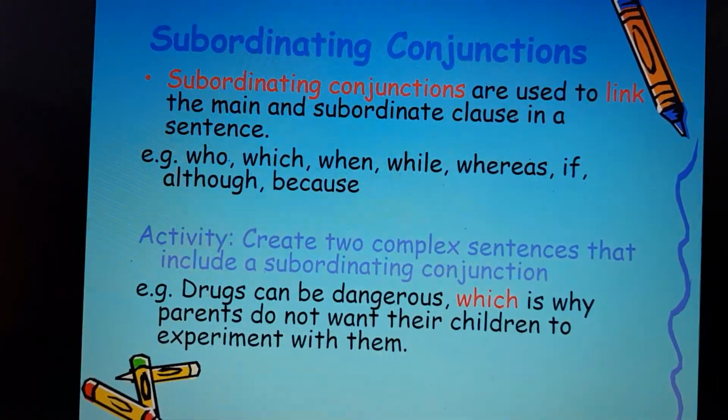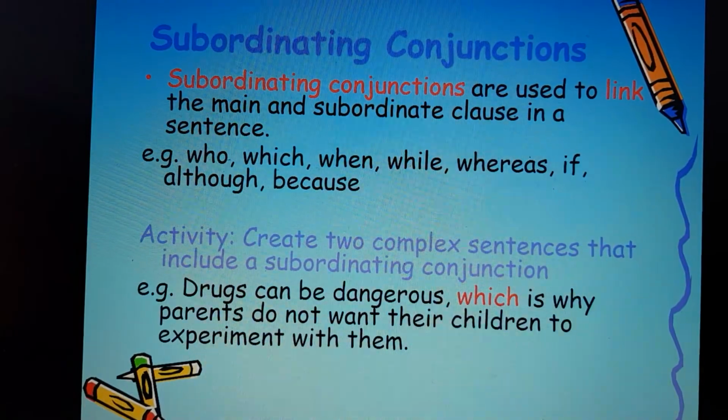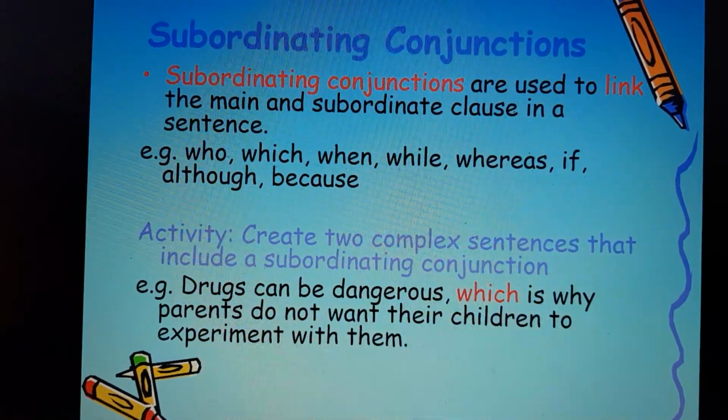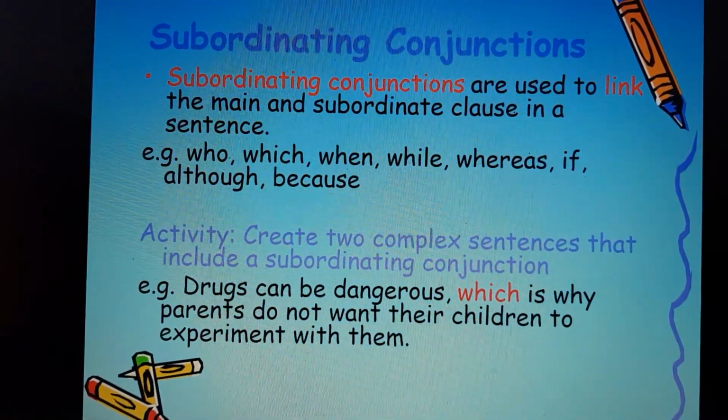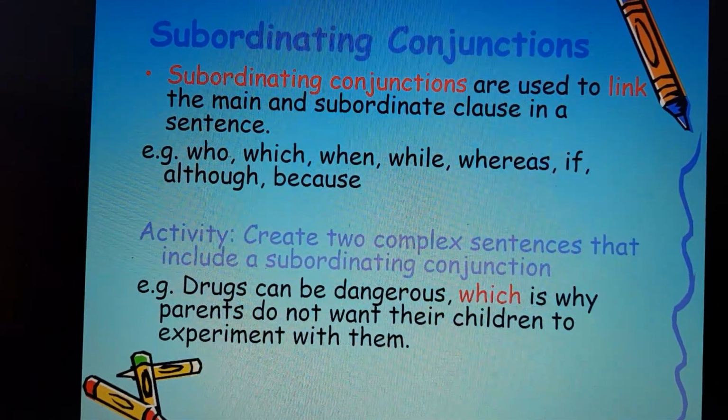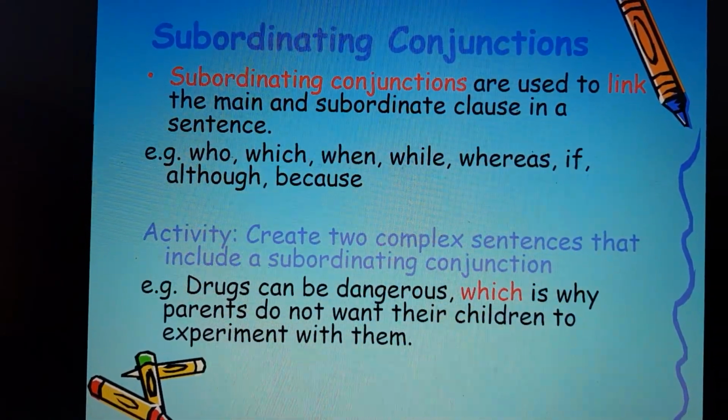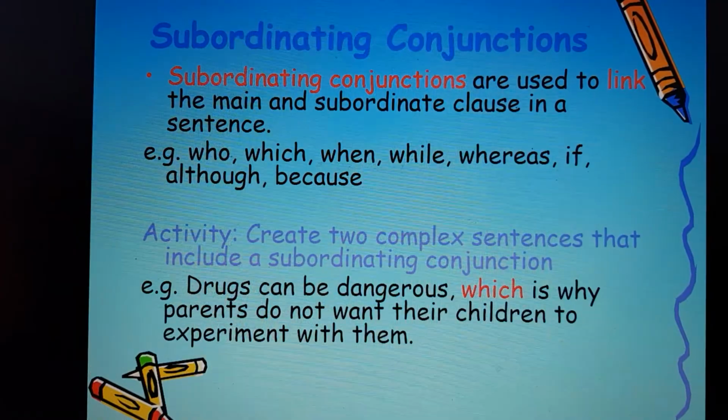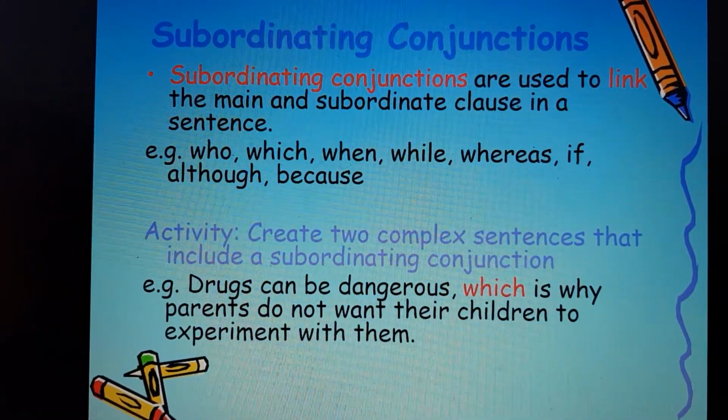So we've got an example here. Drugs can be dangerous, which is why parents do not want their children to experiment with them. So have a go at writing two complex sentences of your own that include a subordinating conjunction.